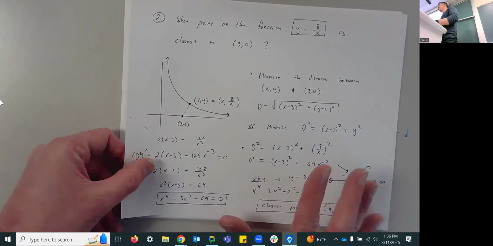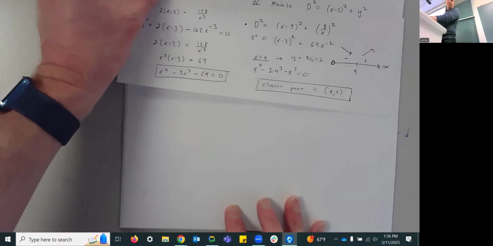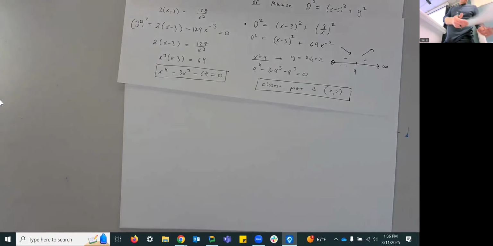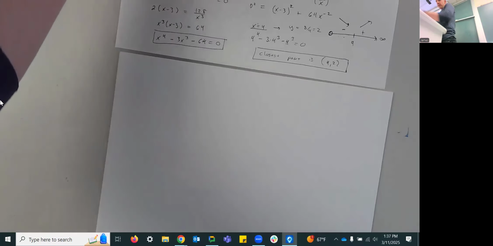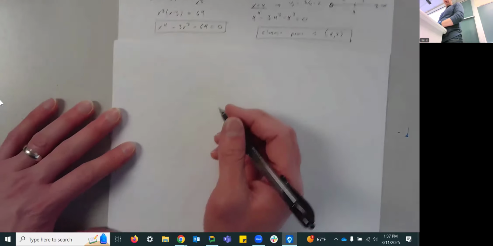Okay. Let's see. Is there one? I feel like there was one other one I really wanted to go to. No, none of those. All right. Yeah, let's do that one. Okay. The last optimization problem, and then we will talk about some L'Hopital's rule.